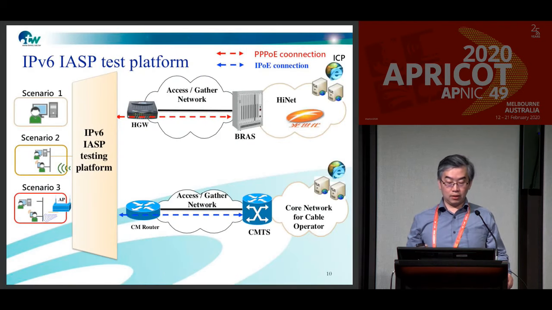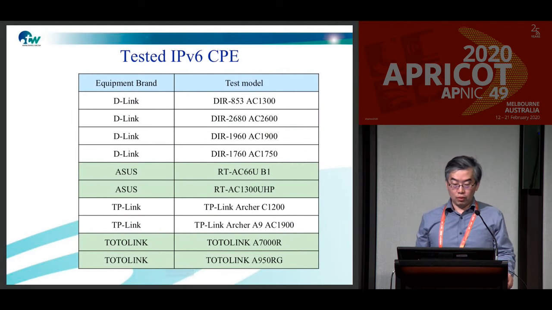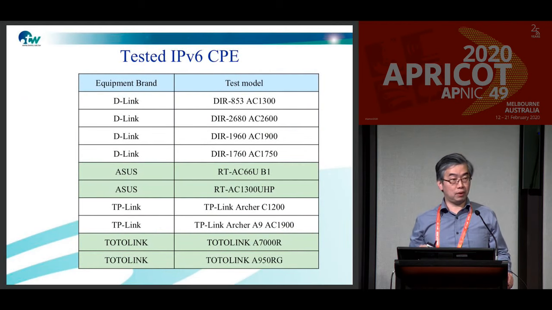So besides test items, we built up the IPv6 test platform. The red line is the PPPoE connection. It's based on the fiber internet from HiNet. The blue line is the IPoE connection. It's from the cable operators that connect to the CMTS by the cable modem router. We chose some popular IPv6 CPE. In Taiwan, we have 10 models, and they belong to four brands: D-Link, ASUS, TP-Link, and TotalLink. They are more popular in Taiwan.